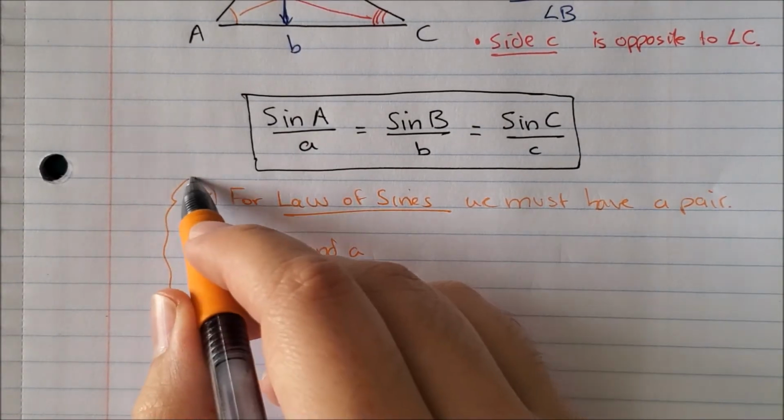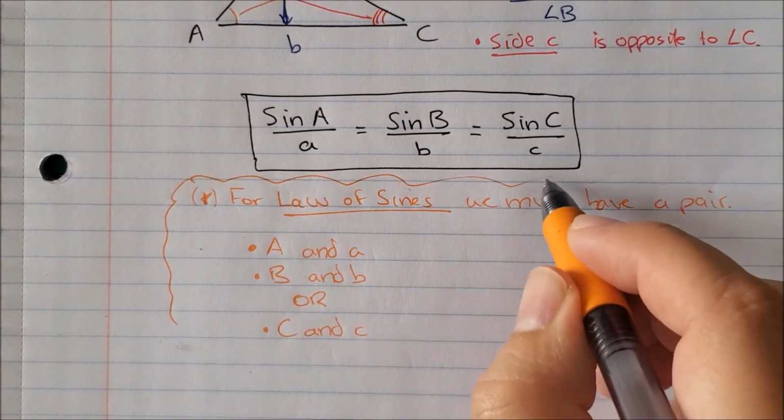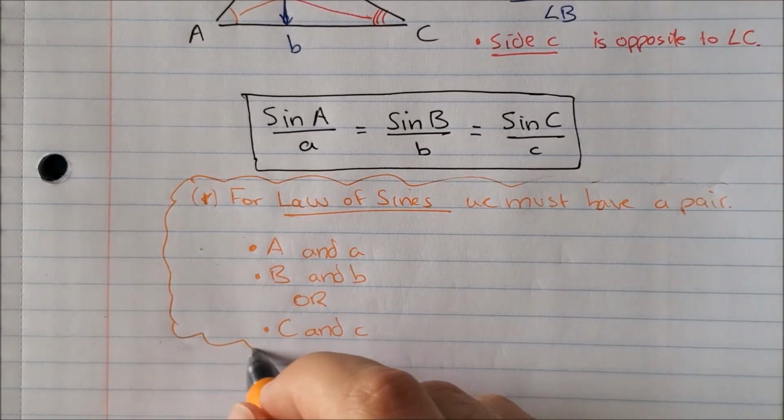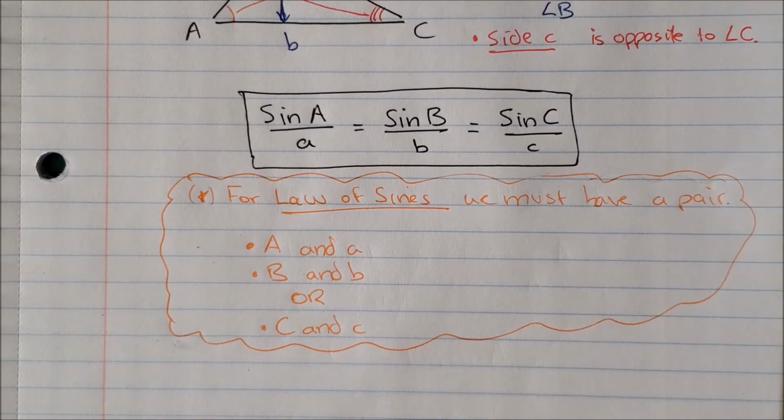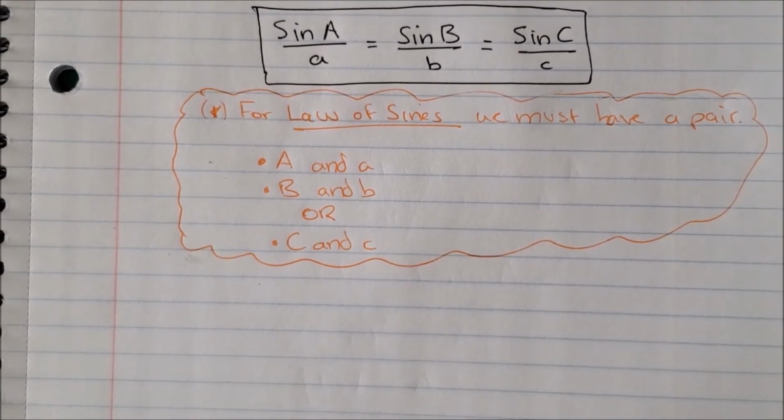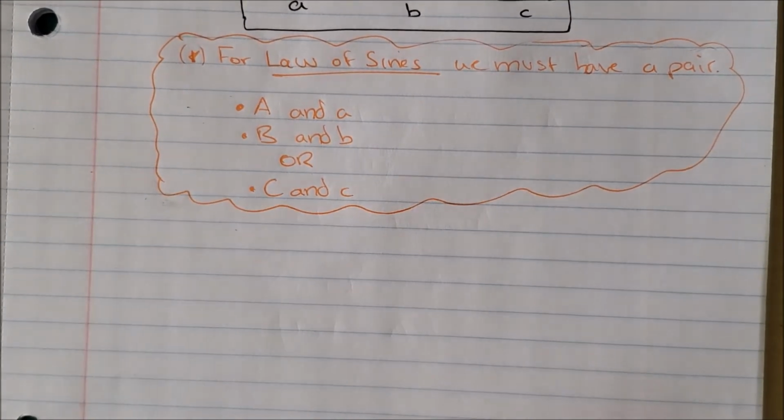If we don't have a pair of these, then that means we probably cannot use law of sines. Or in fact, we cannot use it. So just keep that in mind. We need a pair. So let's go down to an example.